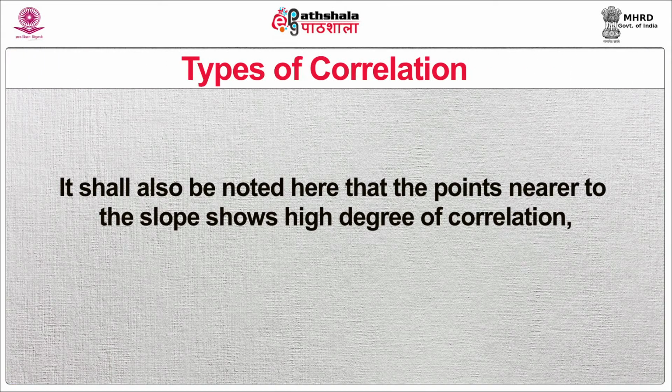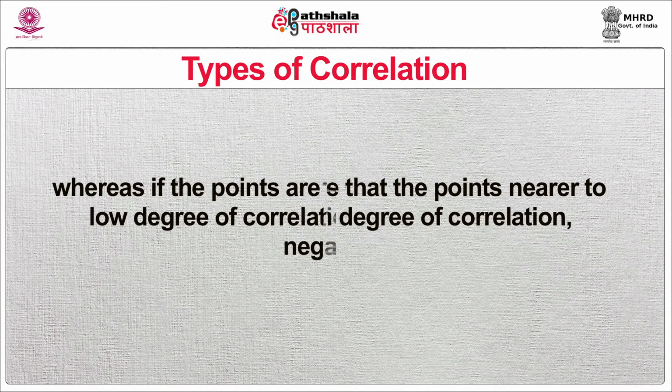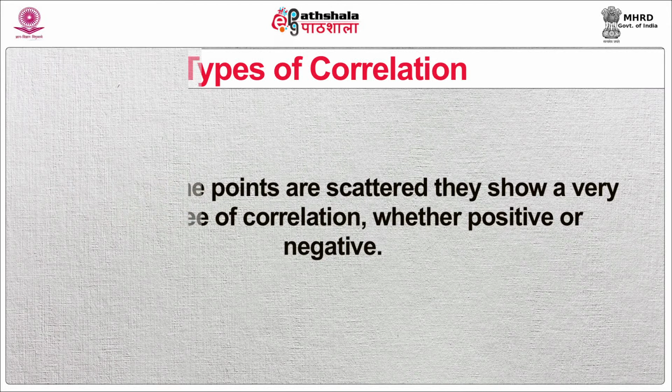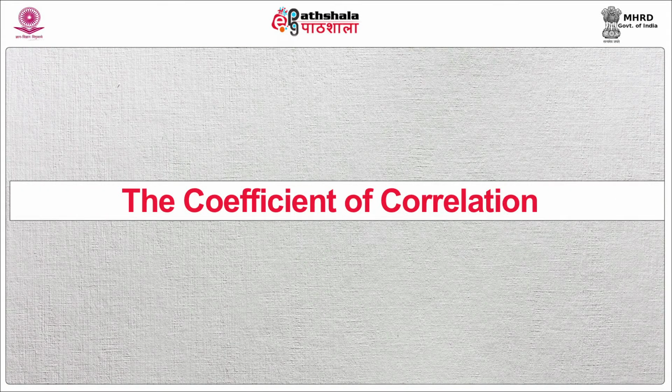It should also be noted here that the points nearer to the slope show a higher degree of correlation, whereas if the points are scattered, they show a very low degree of correlation, whether they are positive or negative. Further, if the points are very much scattered and it is unable to draw a slope, it is then stated that the variables are unrelated. Now we come to the calculation of correlation, which is said to be the coefficient of correlation.